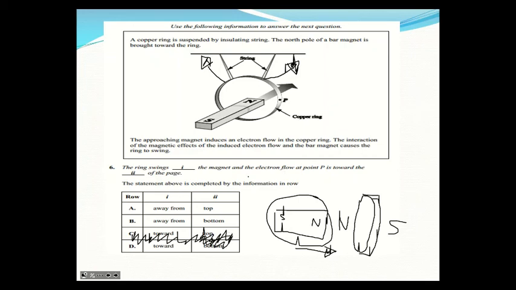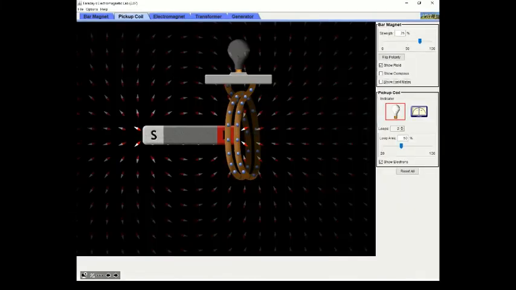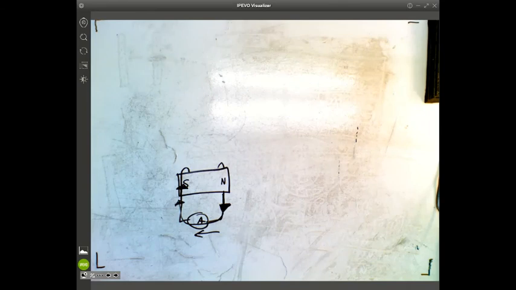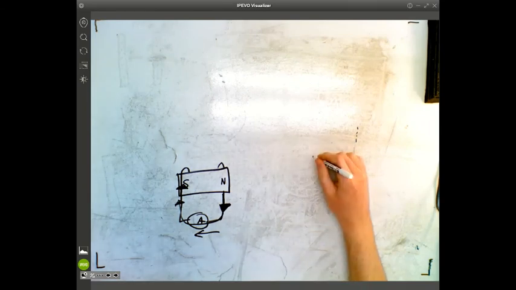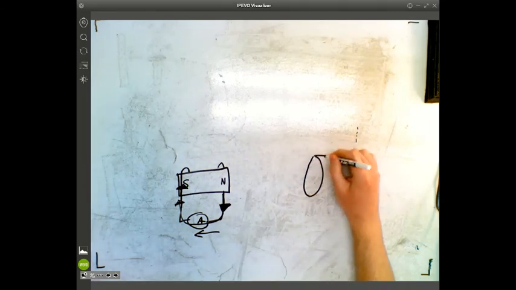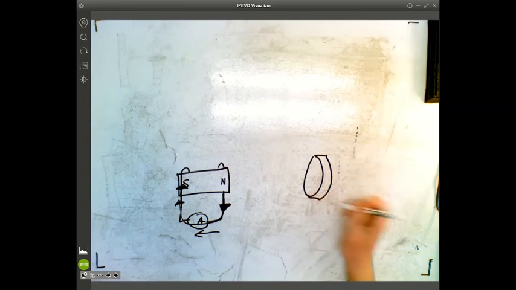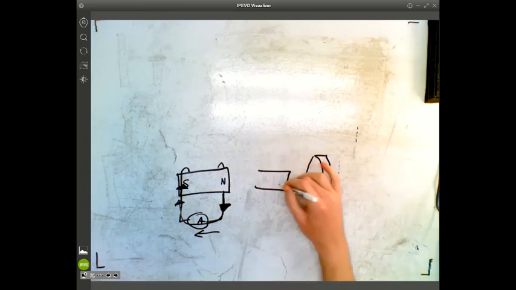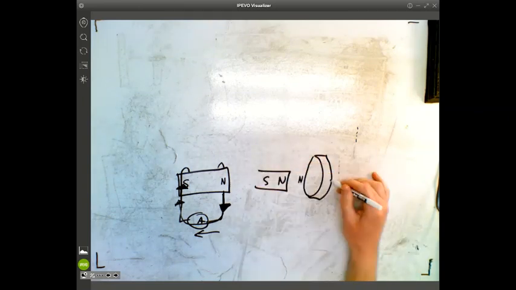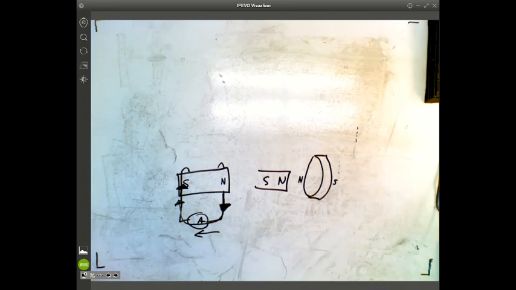Okay. So the magnet and the electron flow at point P. This is where we want to use our second left-hand rule. So point your thumb to the left of the screen because that's where our north is, and then maybe I'll switch screens for this one. So we kind of have it like this, and then we have north and south. So a north is set up here and a south is set up over here.